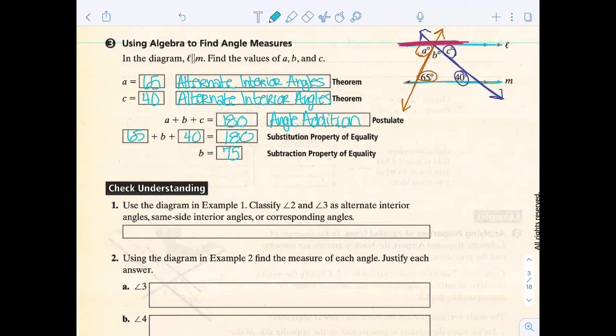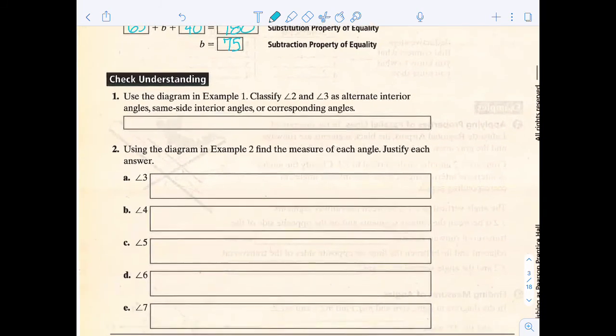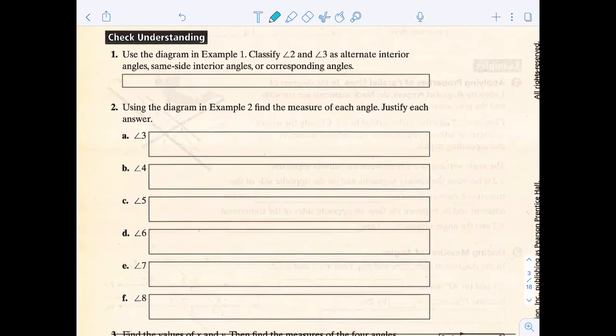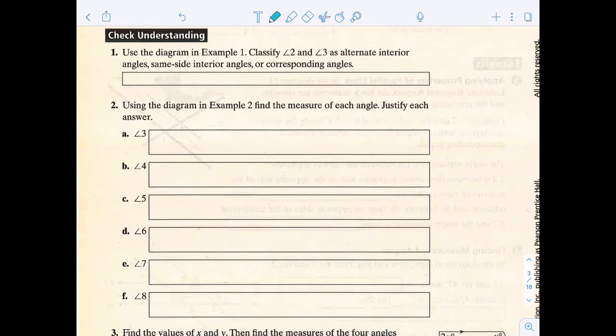You've just got a couple examples to do today. Number 2 has a few parts, but I think we can handle it. This one says use the diagram in example 1 to classify angle 2 and angle 3 as alternate interior, same side interior, or corresponding angles. Those are your only 3 choices. Look at that diagram.